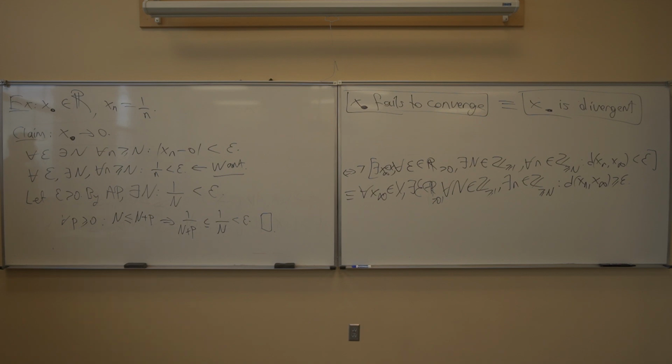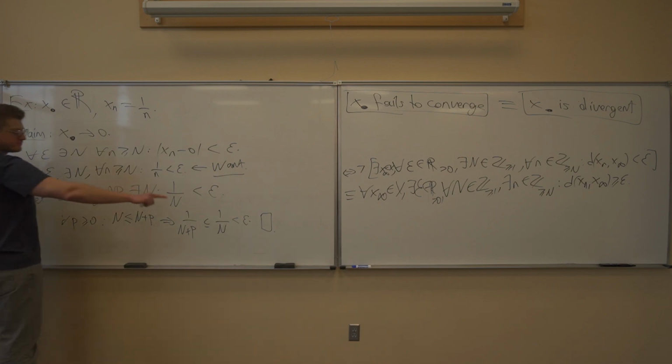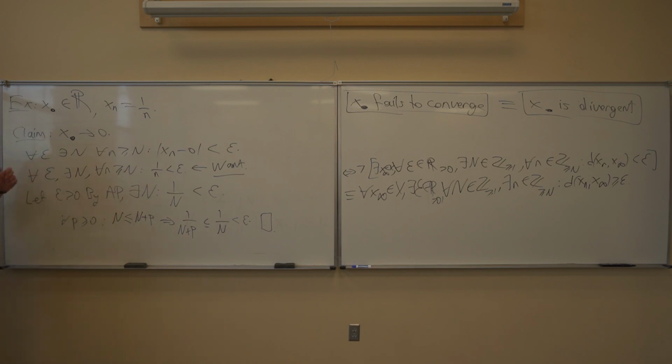Can you explain the third line again? This one? Well, so, okay. This is how we handle these types of statements, right? When you have a statement that starts with for any this, blah, blah, blah, you fix an arbitrary such thing, and then you make sure that you're not using anything specific about that specific choice that you made. In this argument, I'm not using anything specific about epsilon.